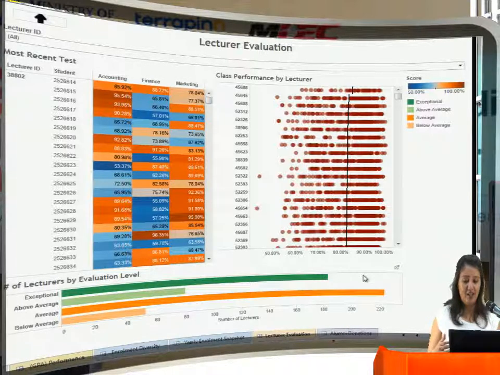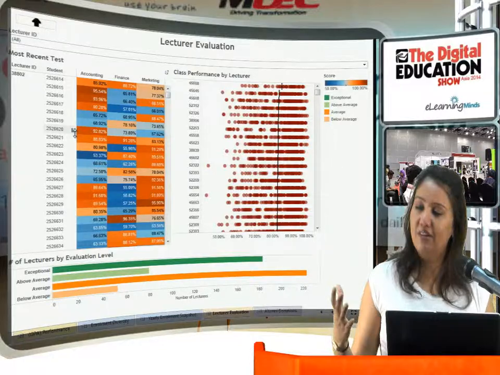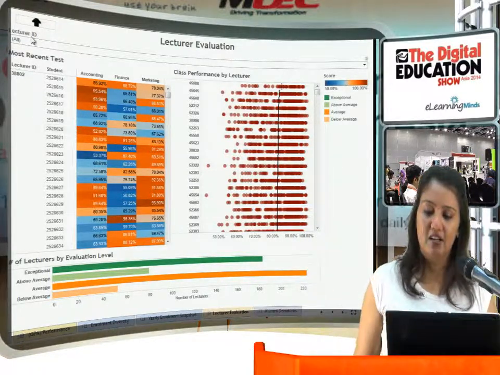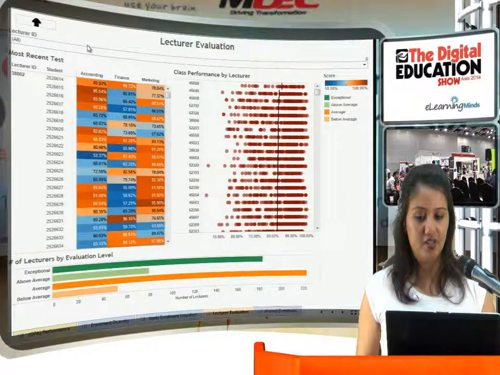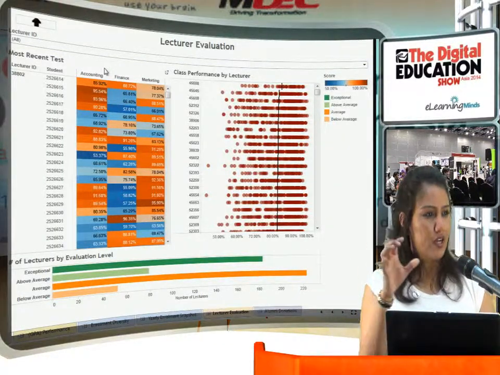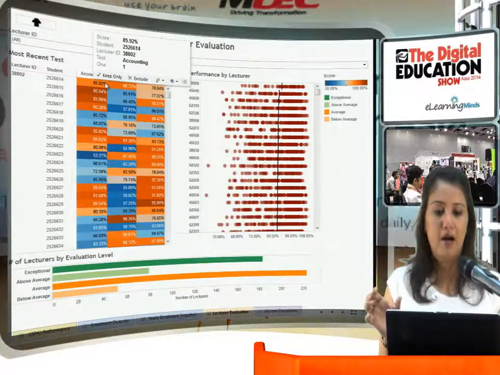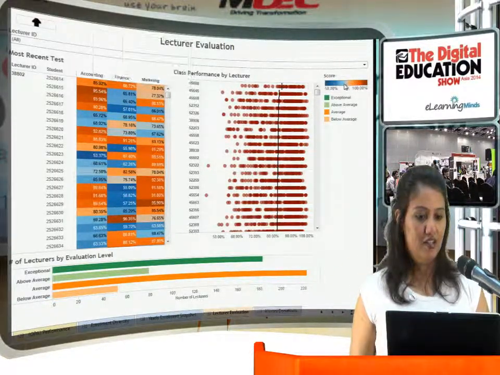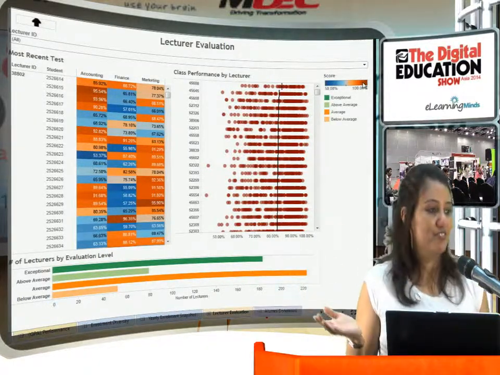This one's my favorite, lecture evaluation. So why should we evaluate the students alone? Why shouldn't we evaluate the lecturers too? Here we have prepared a dashboard on different lecturer IDs. So we have analyzed all the lecturers in a university. And what we're trying to do here is analyze the scores, the percentage of passing as well as failing. So the blue would mean failing, and 100% would mean really 100% results.